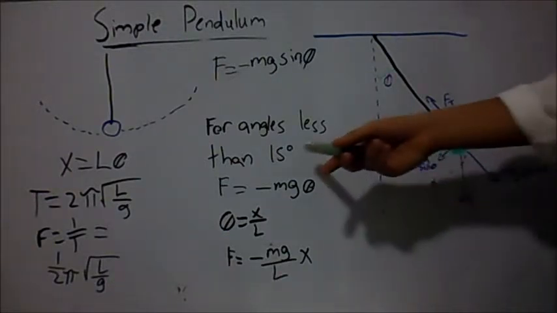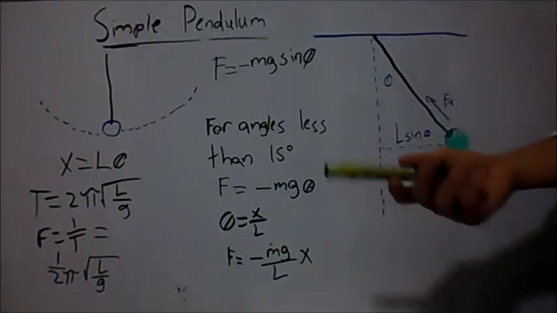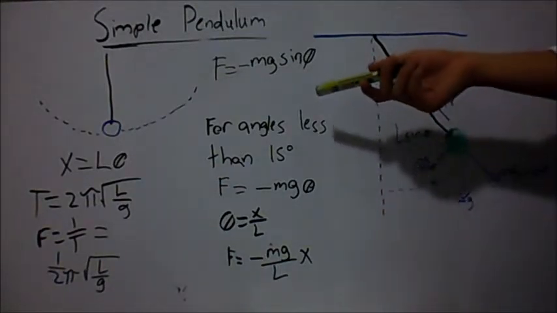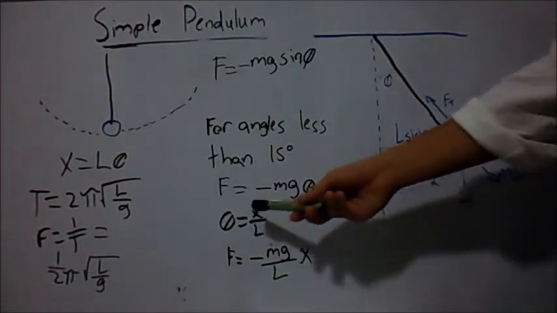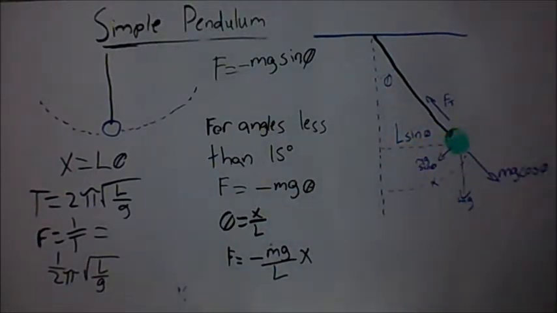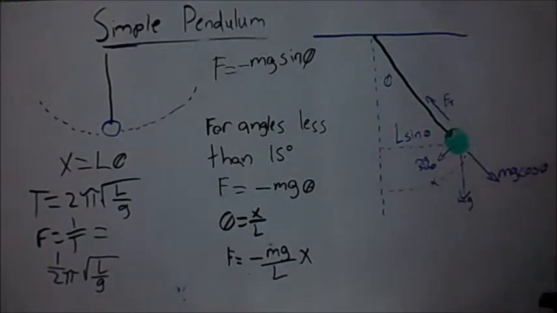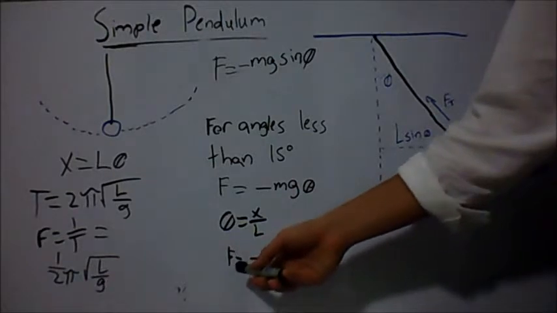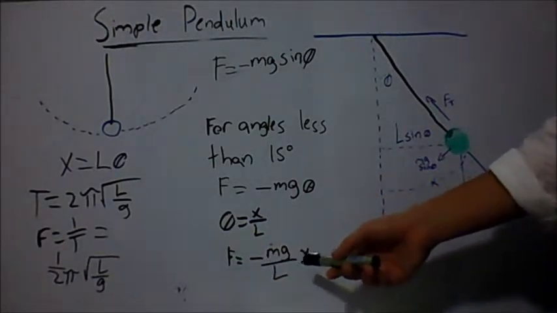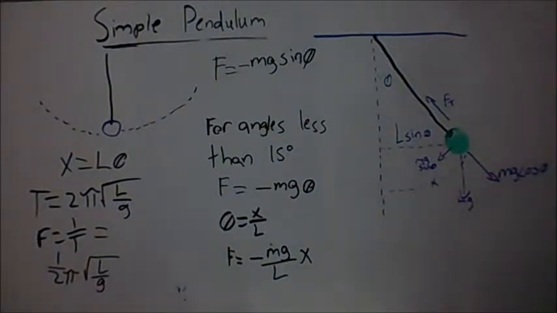For angles less than 15 degrees, the sine of an angle, when converted to radians, is almost the same as the angle itself, so it can be neglected. So we have that F equals negative mg theta. Now we know that theta equals x over L from the equation I gave here. So you can say that for small angles less than 15 degrees, force equals negative mass times acceleration of gravity over L times x. And that is simple harmonic motion because Hooke's law applies to it.